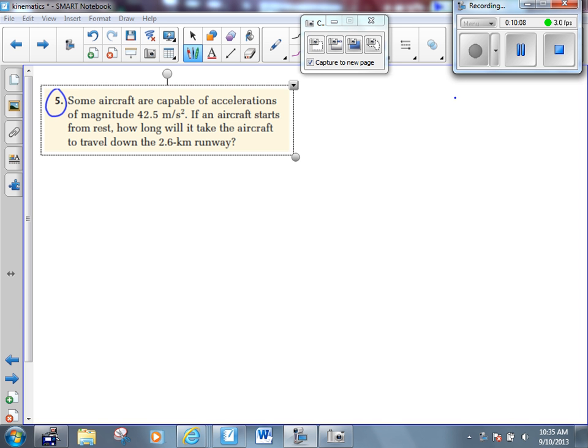So if you're accelerating in a plane at 4.3 Gs, you feel like you're being pushed back into that seat really, really hard. If you weigh 150 pounds, you feel like you're being pushed back into that seat with about 640 pounds. Okay, that's a lot of force.